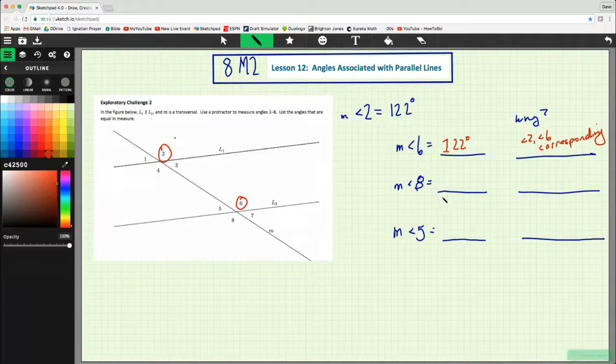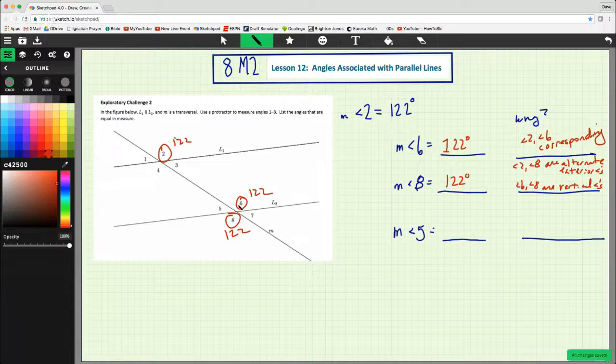So the measure of angle 8. Now, there's two reasons you could say measure of angle 8 is 122 degrees. You could say it's 122 because angle 2 and angle 8 are alternate exterior angles. Or you could say because angle 6 and angle 8 are vertical angles. Right? This is 122, this is 122, and this is 122.